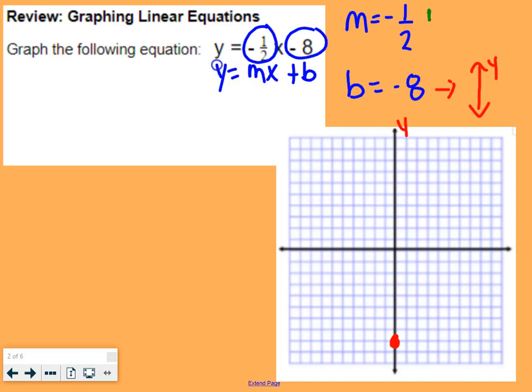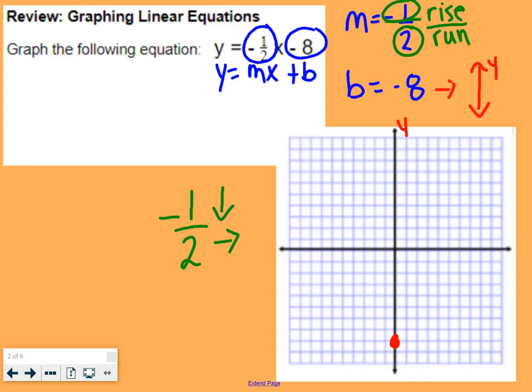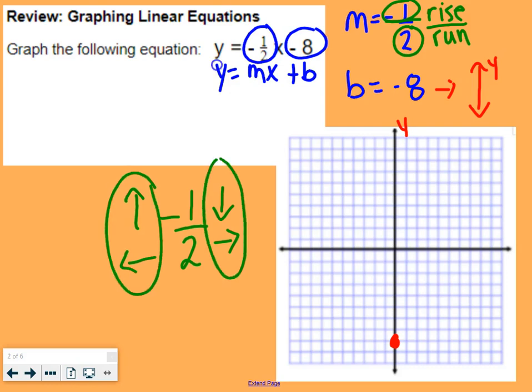Our slope, remember, is rise over run. So we're going to put that negative with the top number. We're going to go down 1 and up 2, or right 2. We can also flip that around, and instead of going down, we can go up, but then instead of going right, we can go left. So we have two movement options.